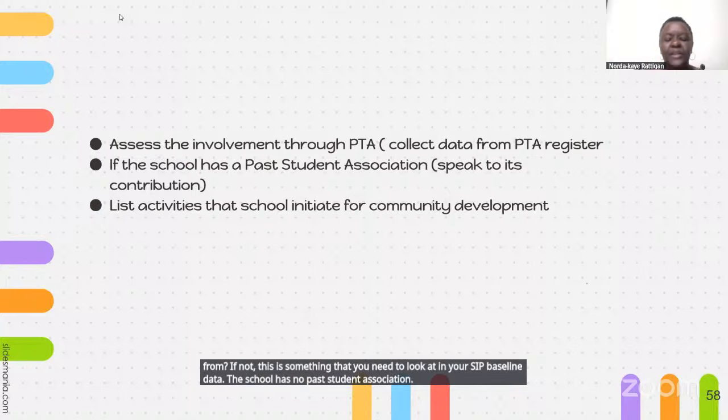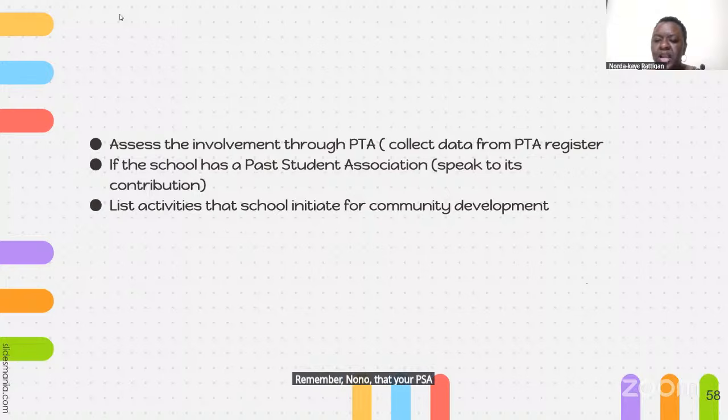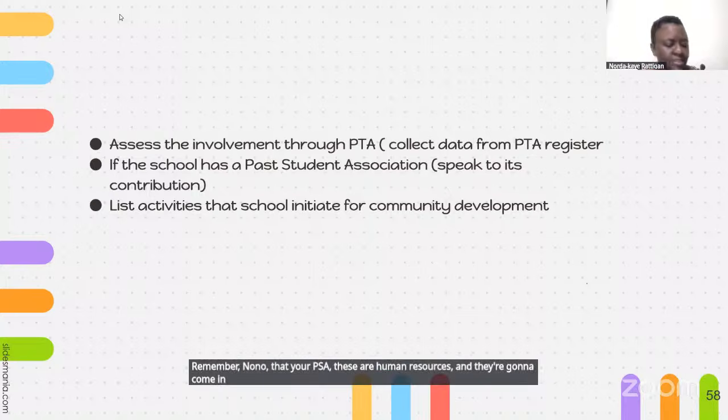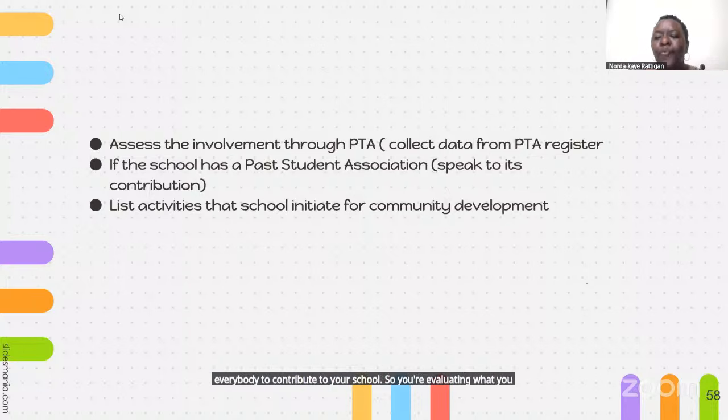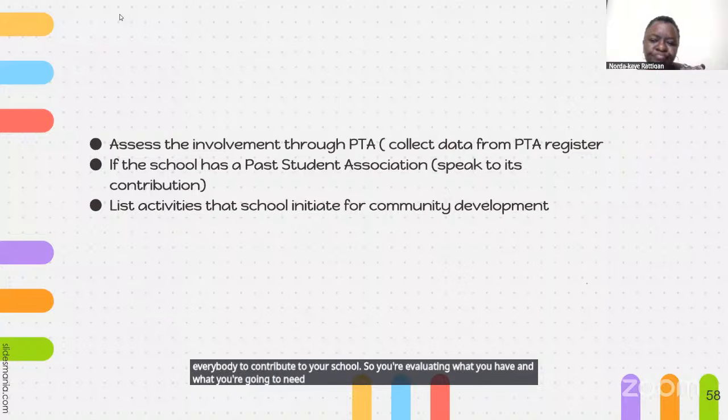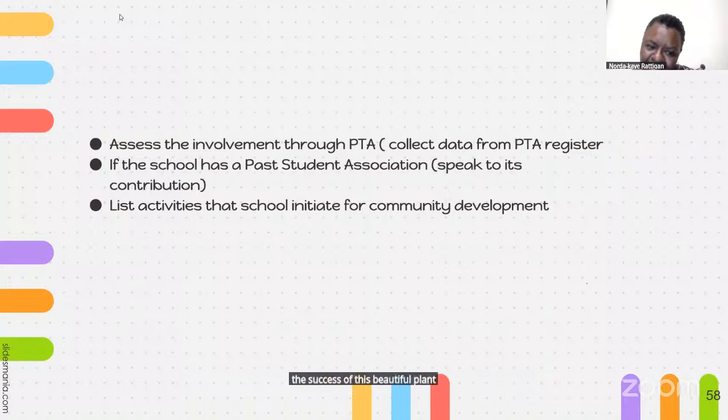Remember now, your PTA members are human resources, and they're going to come in with financial resources, or they may know someone that they can recommend to carry in something, because you want to pull in everybody to contribute to your school. So you're evaluating what you have and what you're going to need for the success of this beautiful plan that you're going to write. List the activities that the school initiates for the community.